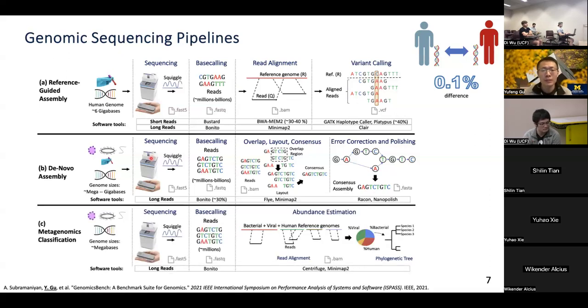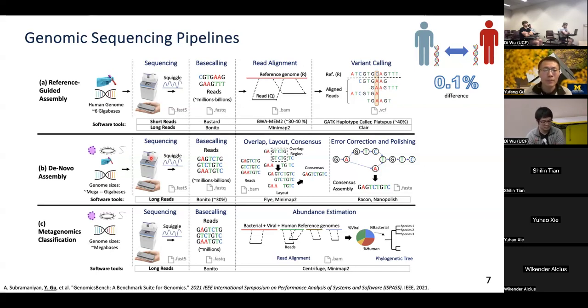There are also some other applications to classify different species among a sample. For example, when we get a sample from a human, it does not only contain human DNA, it could also contain some virus, bacteria, and so on. So sometimes people want to estimate the abundance of different species among a sample. So these are some commonly used sequencing pipelines.